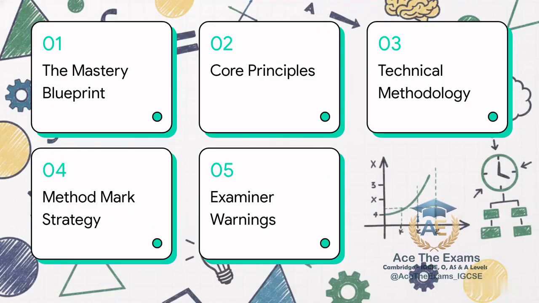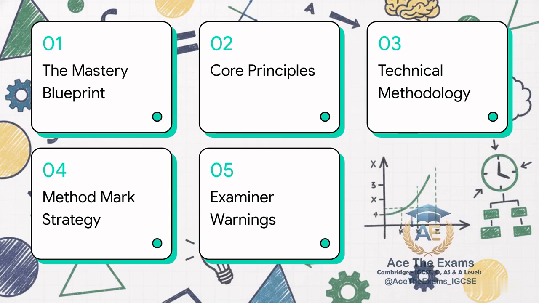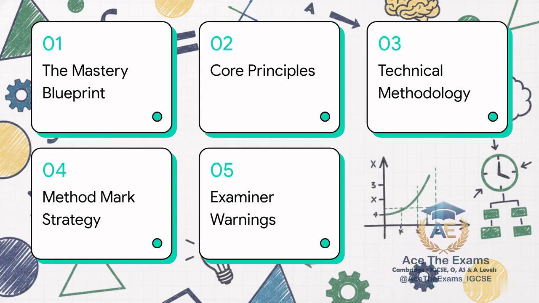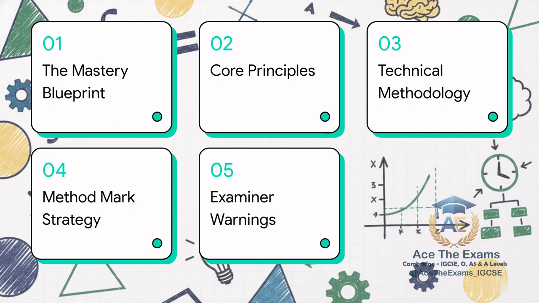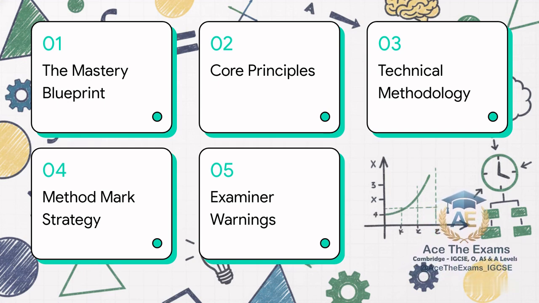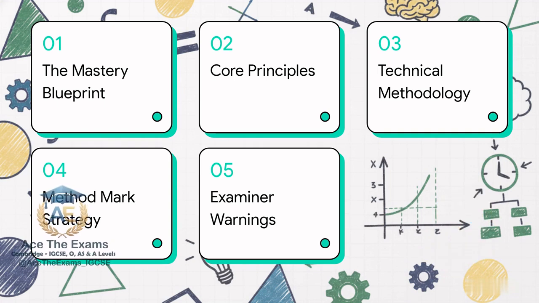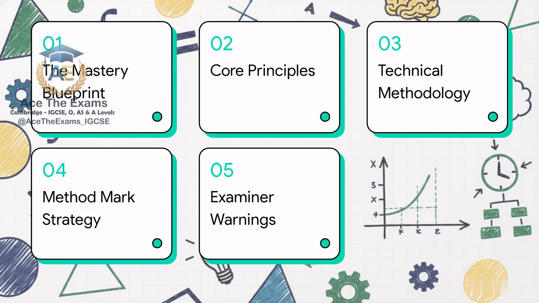Here is our highly structured agenda for deconstructing those examiner expectations today. Number 1. The Exam Mastery Blueprint. Number 2. Core Mathematical Principles. Number 3. The Technical Procedural Framework. Number 4. The Method Mark Strategy. And finally, number 5, top examiner warnings.